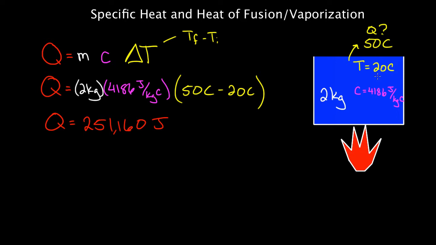That's a lot of heat energy just to get water to increase by 30 degrees Celsius. That's why we often use water as a heat sink. You can put a lot of heat in water and not change the temperature by all that much. But that example was pretty simple. Let's look at a harder one.